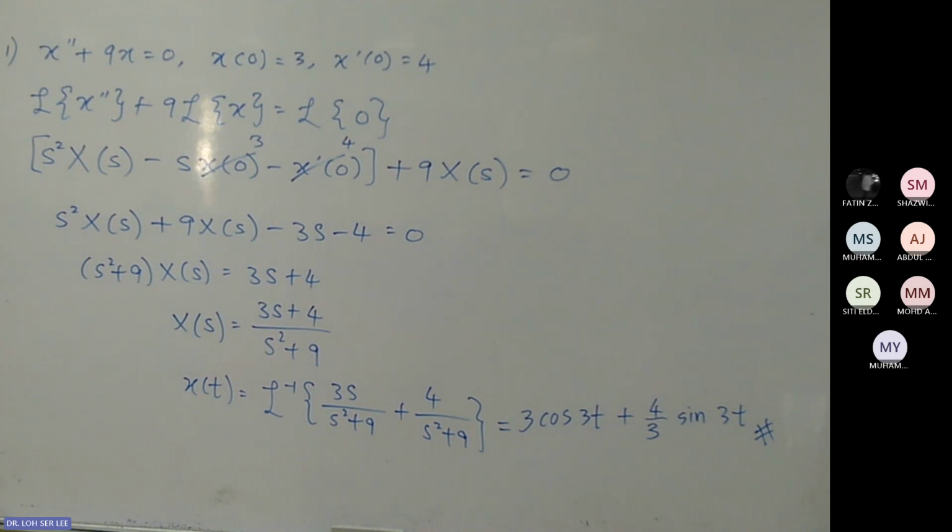Okay, any questions? This is the simplest one, because the right hand side is 0. If you look at the past year questions, normally they won't give 0 on the right. Normally, because this is the simplest one.